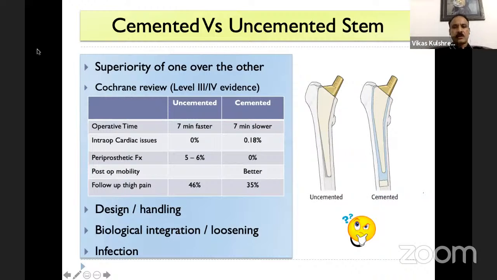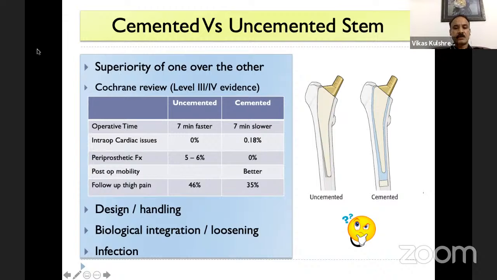So as we just talked, we need not get bogged down by cemented or uncemented, because it is very difficult to prove one superior to the other. The Cochrane review, which was done in 2010, had mostly level 3 and level 4 evidence. What they showed was that uncemented was slightly faster, which we all have seen. Intraoperative cardiac issues in uncemented were negligible, whereas in cemented it was 0.18%, which is also quite low. Periprosthetic fractures are significantly higher in uncemented design, and these could be technique-related issues.